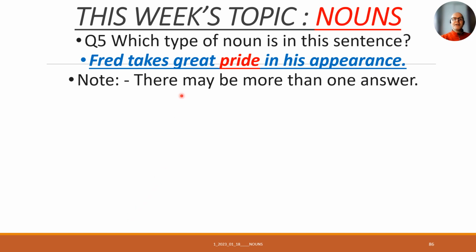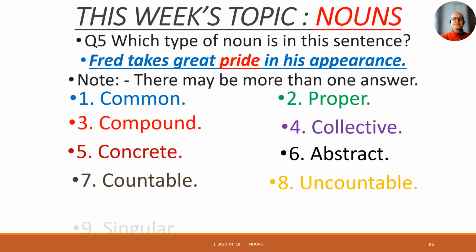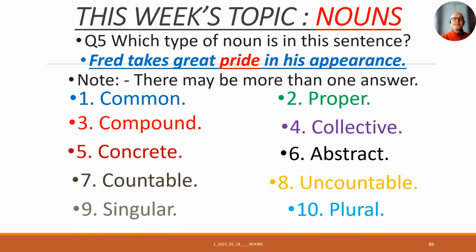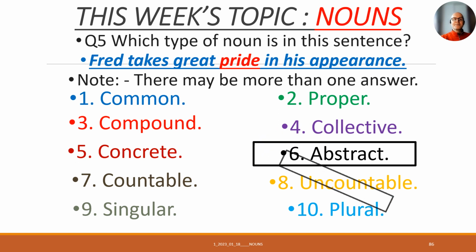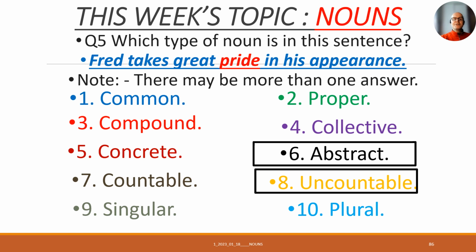Question 5. Fred takes great pride in his appearance. What type of noun is pride in this sentence? It's abstract, uncountable, and singular.